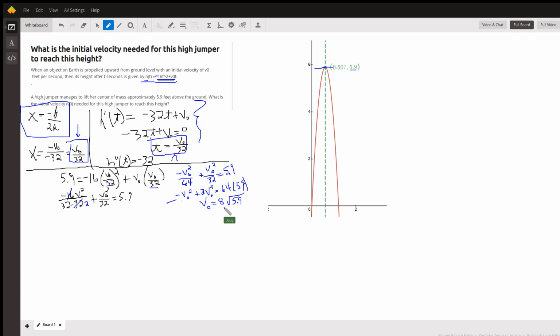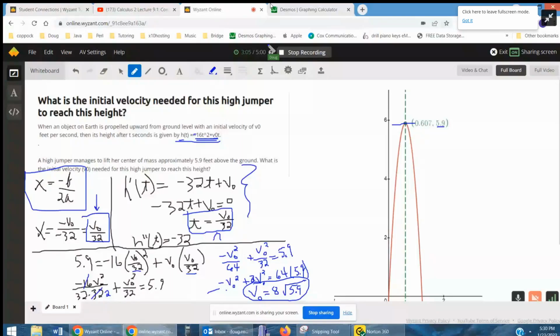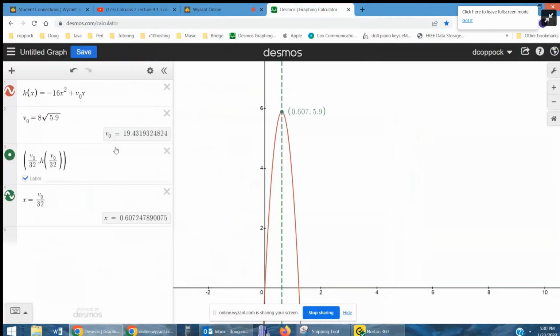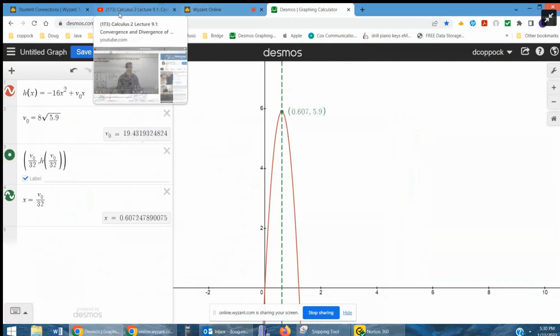If I take the square root of both sides, the square root of the 64 is 8, square root of 5.9. There's a possible answer. Okay, and if I share my screen, go to Desmos, there is an approximate value for 8 times the square root of 5.9. 19.43 seems to be the required initial velocity.